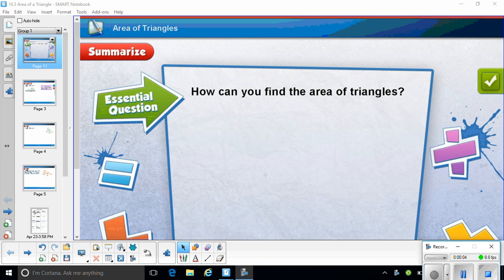Lesson 10.3, Area of a Triangle. In today's lesson, we're going to discuss how we can find the area of triangles. Let's go ahead and get started.